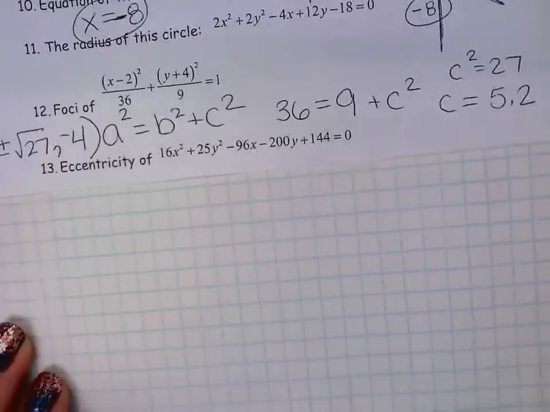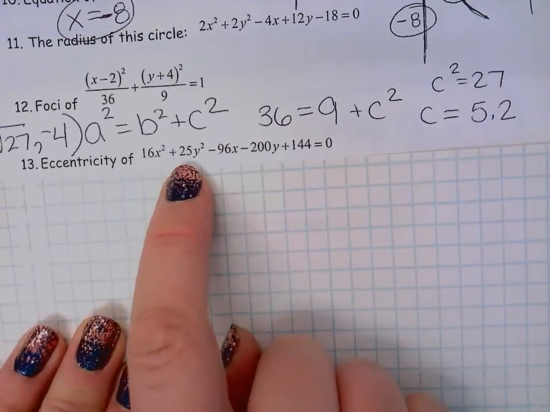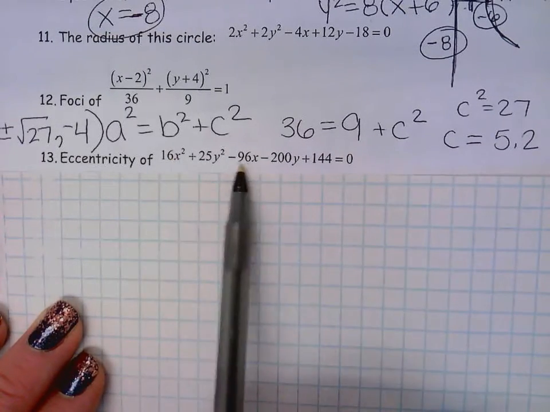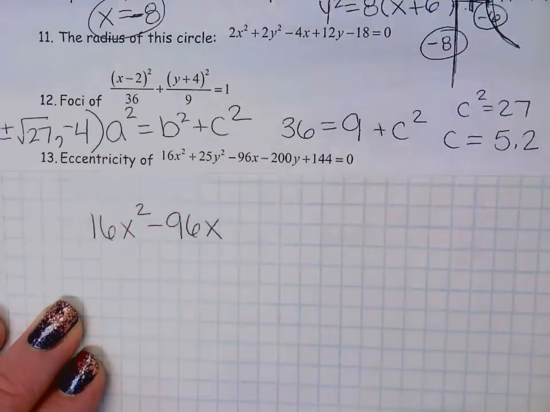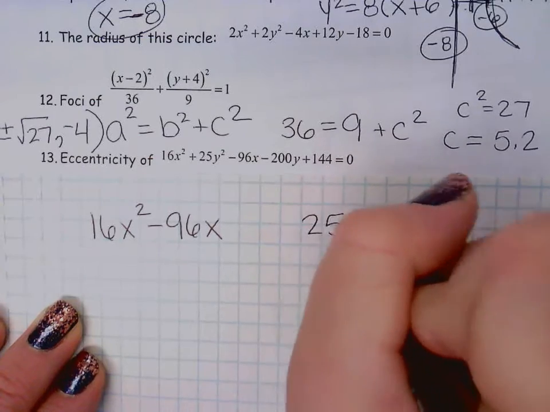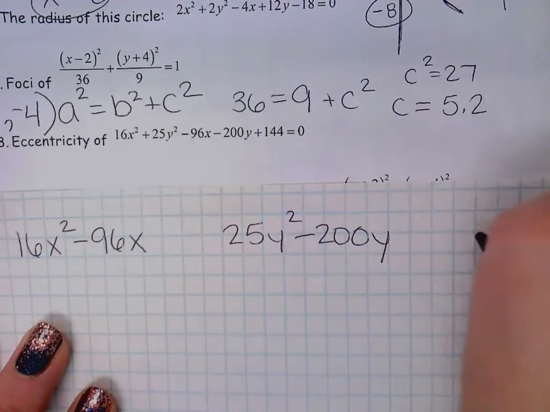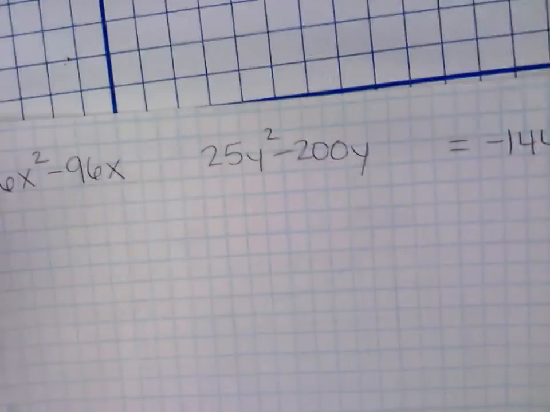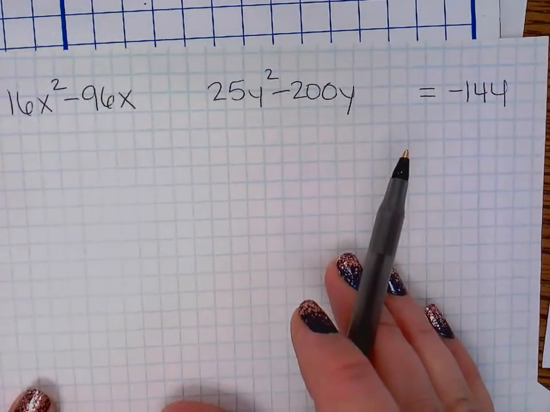Good one. All right, so for 13, you can't just go through and divide by 16 this time, right? Because I can't divide 25 by 16. That's not going to work. So your first step would be, let's just get our like terms together. So I'd put 16x squared minus 96x first, and then 25y squared minus 200y second, and then equals -144 last. You with me on that step? So I've grouped together my like things and I moved the 144 to the other side.